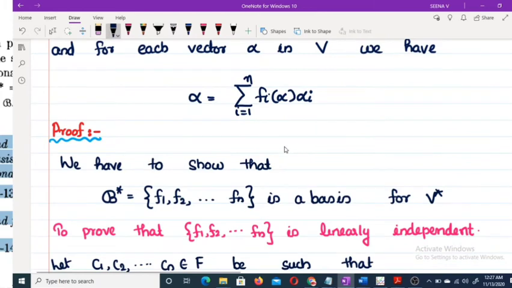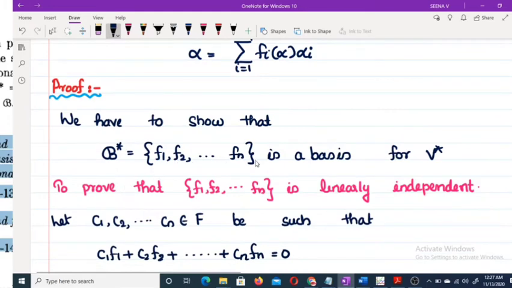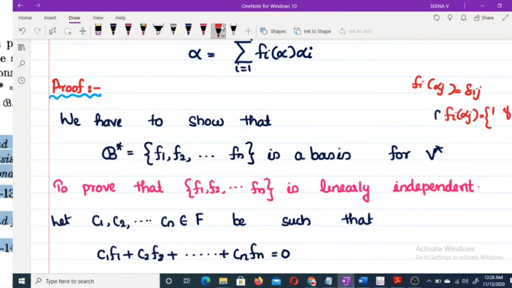Now we will move to the proof. Here we have to show that B star equal to f1, f2, etc., fn is a basis for V star. This fi satisfies the condition fi of alpha j equal to delta ij. Now what is the meaning of that? fi of alpha j equals 1 if i equals j, and 0 otherwise. That is the definition of fi of alpha j.